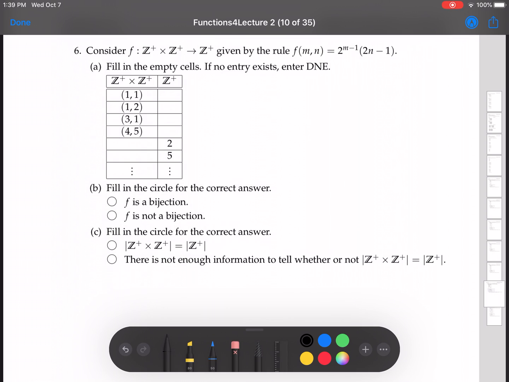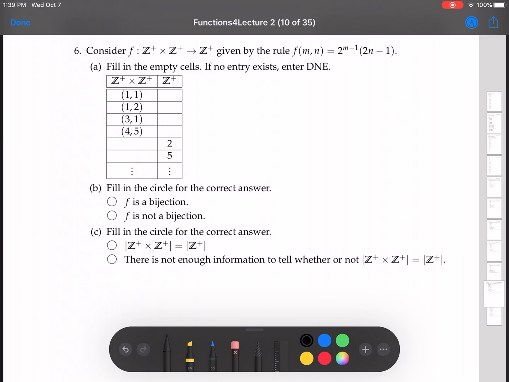I don't know if you remember, but from the functions 2 lecture videos, when I did the other version of this one, it was not onto, but it was almost onto. The only thing that didn't get hit was 0. So now that I've removed 0, everything gets hit.